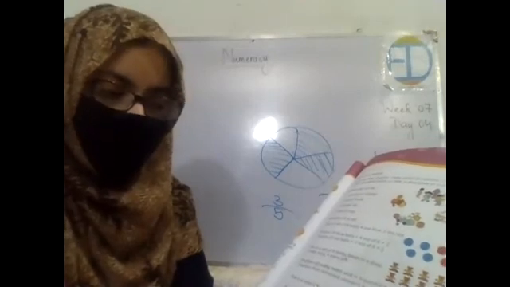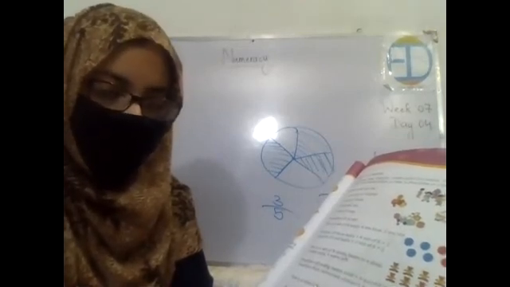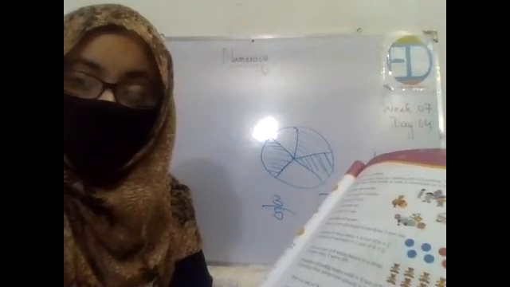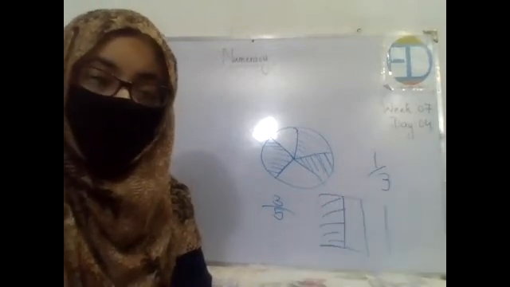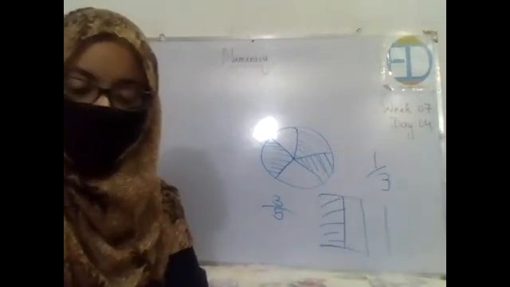Look at the ice creams. 2 of them are sold and the total number is 9. So what would be the fraction? 2 over 9. Very well done.